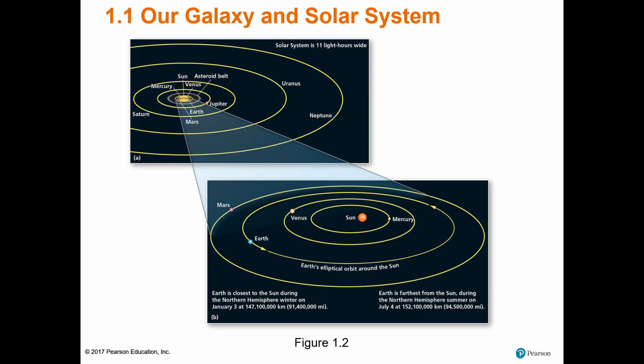So here you can see some various planets that are arranged around the sun, and our solar system is 11 light hours wide. And you can see that the Earth is the third planet from the sun. And the bottom image is showing you, again, that elliptical orbit where it's not perfectly circular, but it is longer than it is wide. And so our Earth is closest to the sun during the northern hemisphere winter on January 3rd, and we're furthest from the sun on July 4th.